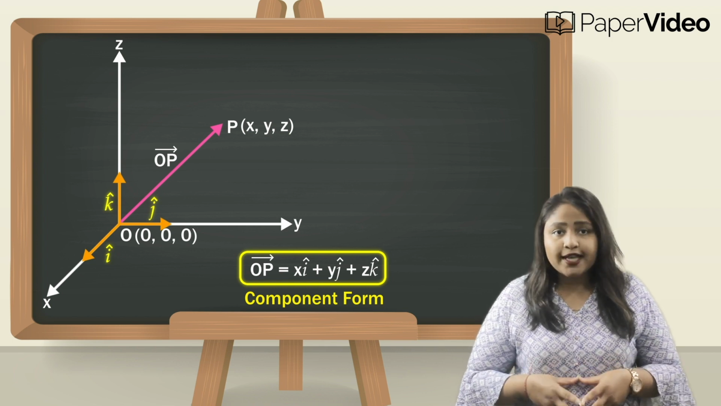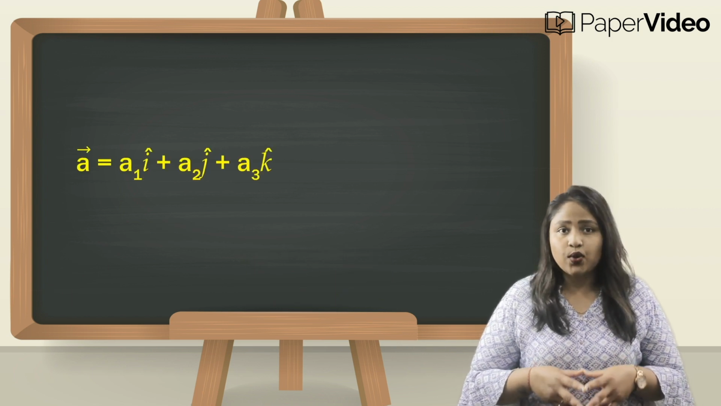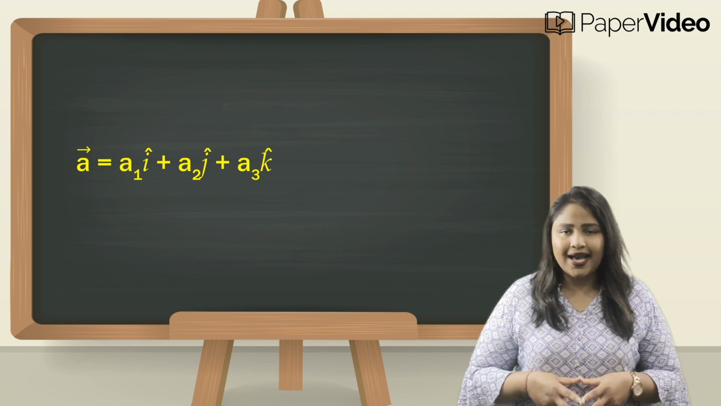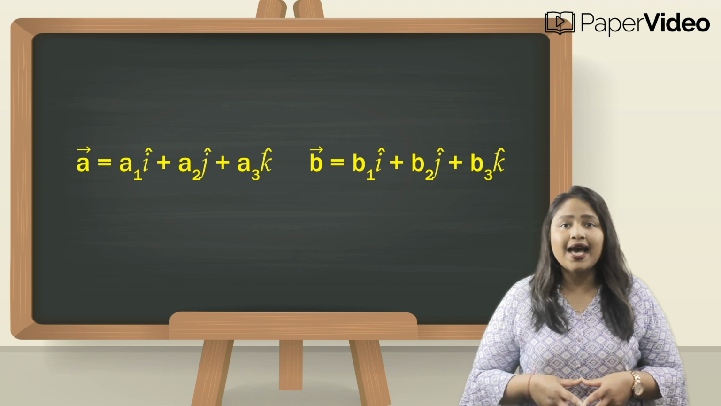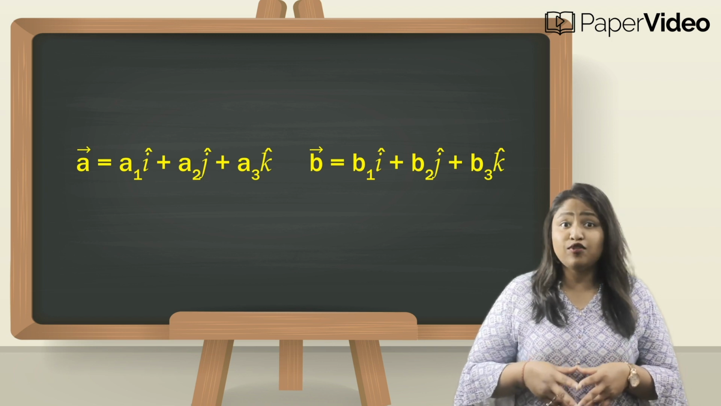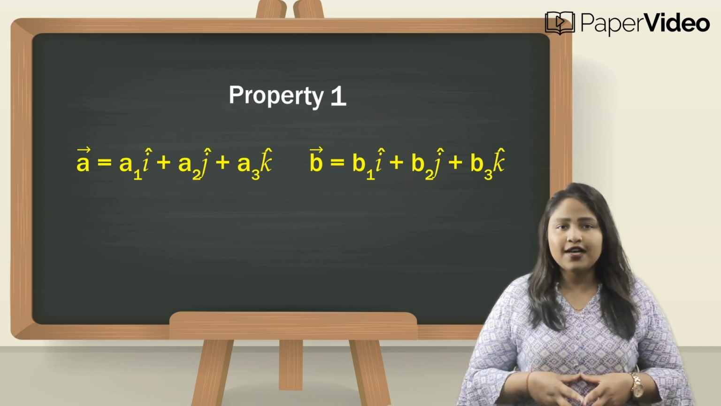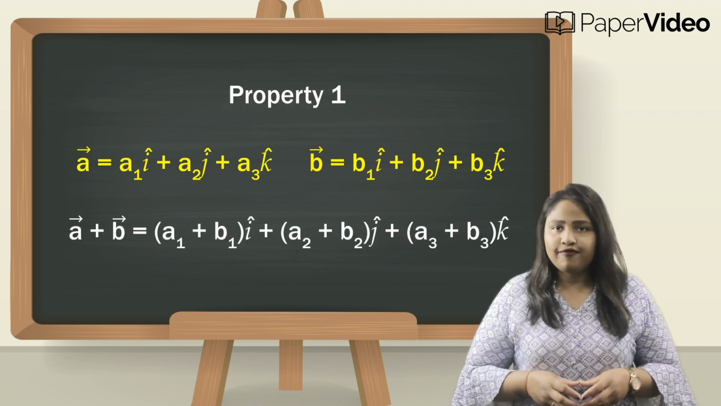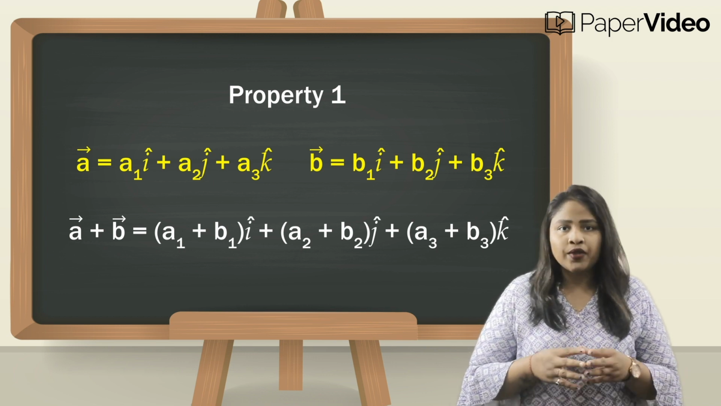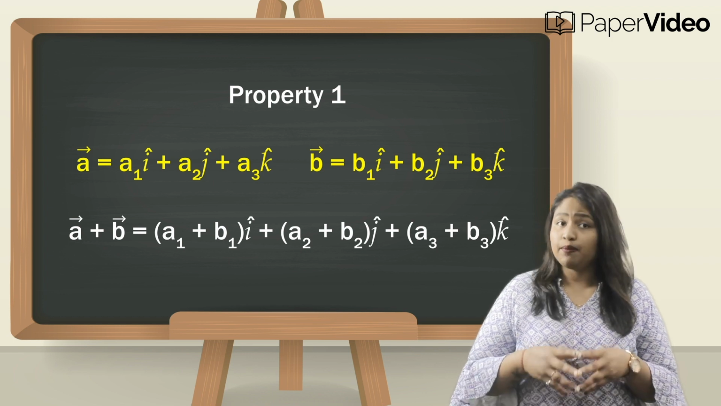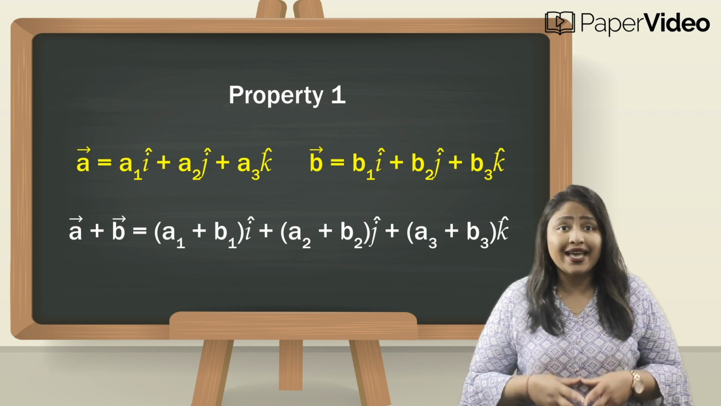Let's now discuss some properties of vectors in component form. If vector A equals a1 i cap plus a2 j cap plus a3 k cap and vector B equals b1 i cap plus b2 j cap plus b3 k cap are two vectors in component form, then according to the first property, the sum or resultant of vectors A and B is given as vector A plus vector B equals (a1 plus b1) i cap plus (a2 plus b2) j cap plus (a3 plus b3) k cap.